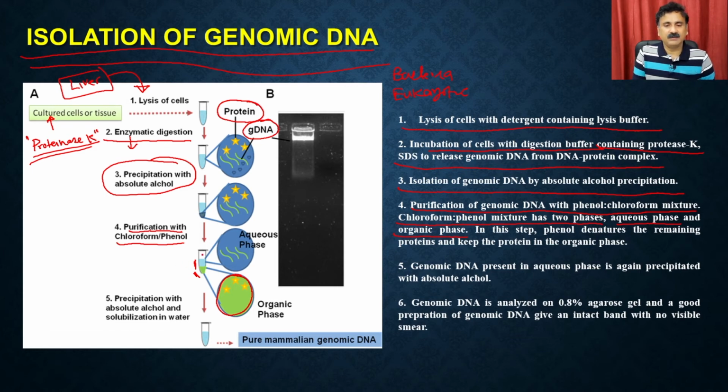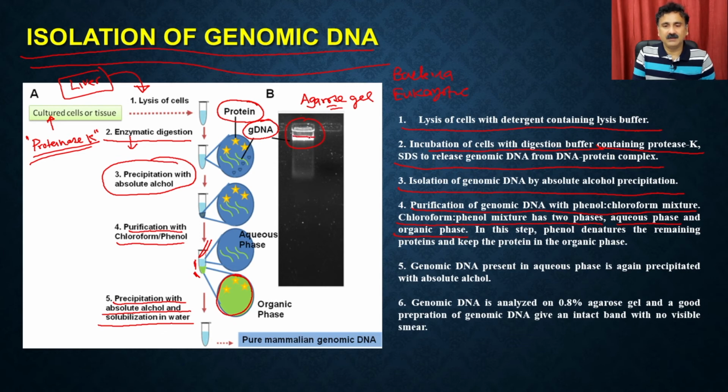Now very carefully, with the help of a pipette, you have to collect the aqueous phase and put it into a new Eppendorf tube, and then you use precipitation. In step 5 you precipitate that with the absolute alcohol and solubilize the DNA in water, and that's how you get the pure genomic DNA. Once you have the pure genomic DNA, you can run it onto the agarose gel, and it is going to give you a band.